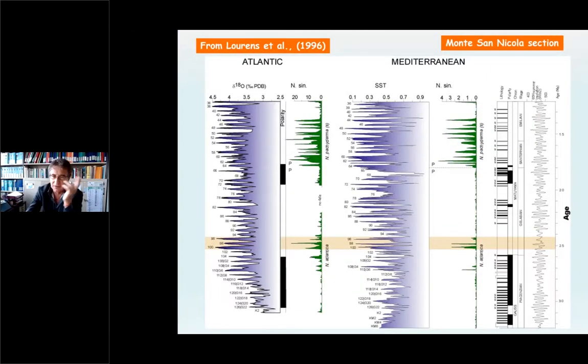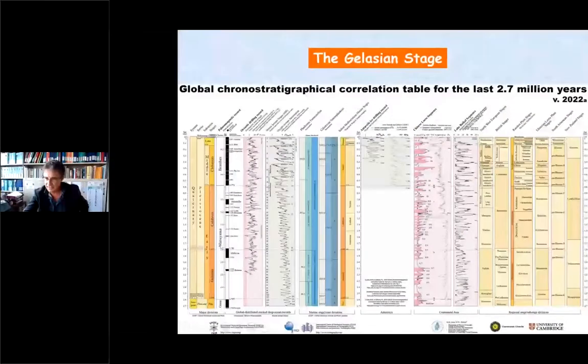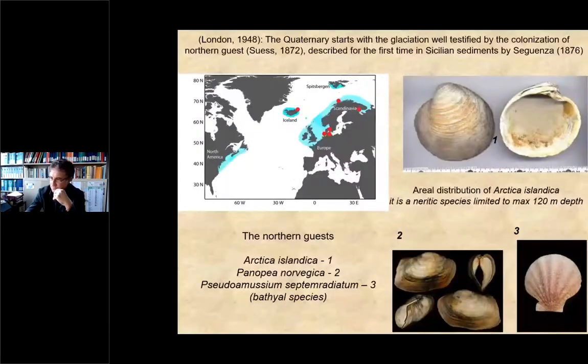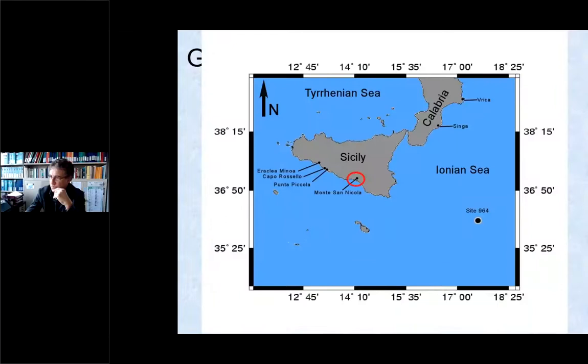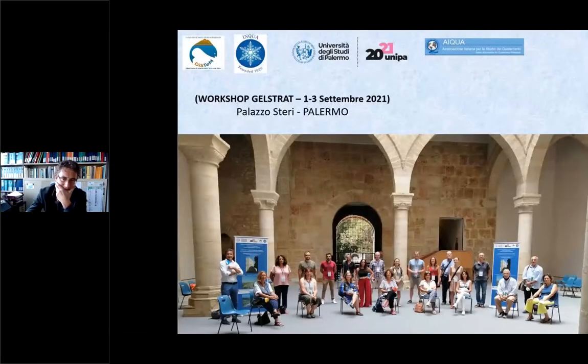Recently, during the conference in 2004, the Plio-Quaternary boundary was moved to the base of the Nicola bed, which was considered by Rio et al. upper Pliocene. Now the Gelasian corresponds to the base of the Pleistocene. So here we can move to Monte San Nicola, Gela.